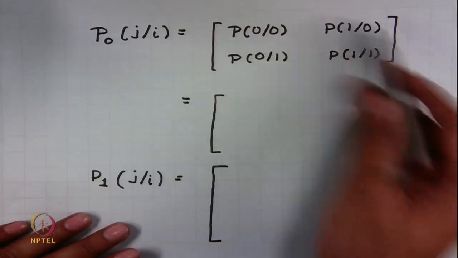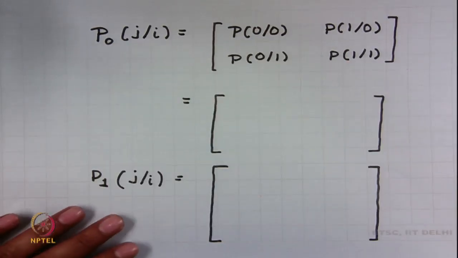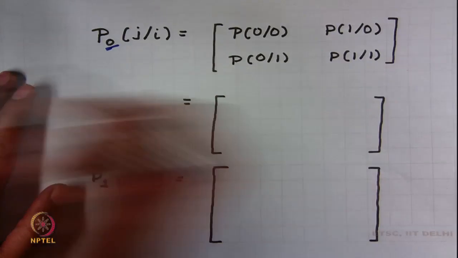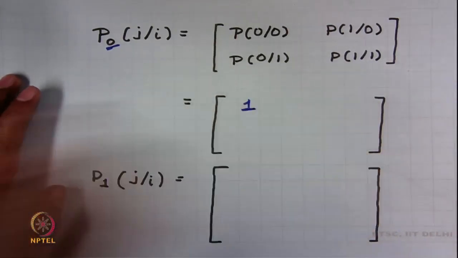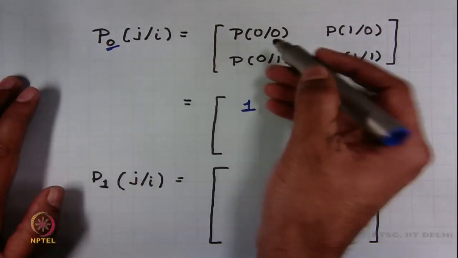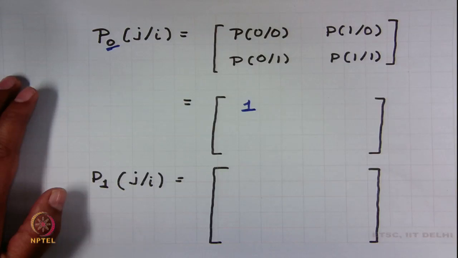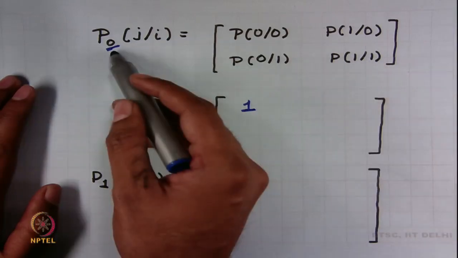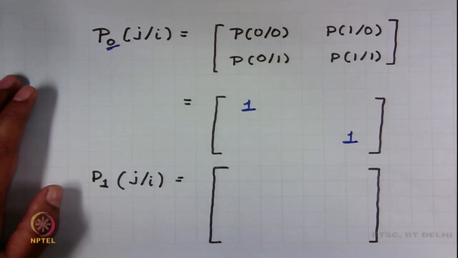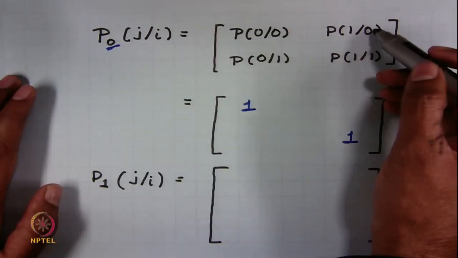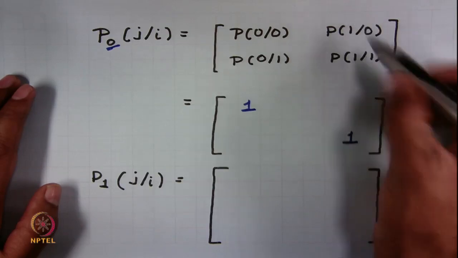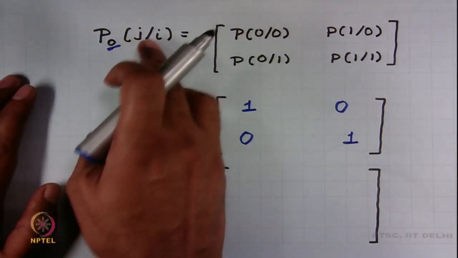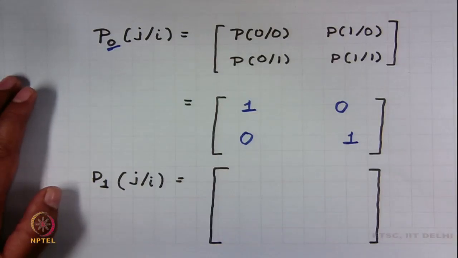So, let us try to find out what these transition probabilities will be. If I am interested in going from the 0th state to the 0th state and I cannot move, what is the probability for that? The probability is 1, because I am not taking any step, I will remain in the same state. Similarly, the probability of going from the 1 state to the 1 state, if I am not moving at all, is 1. What is the probability of going from the 0th state to the 1st state? If I am not moving, that probability is 0. Similarly, this probability will also be 0. Hence, P_0(j | i) will always be a diagonal matrix.